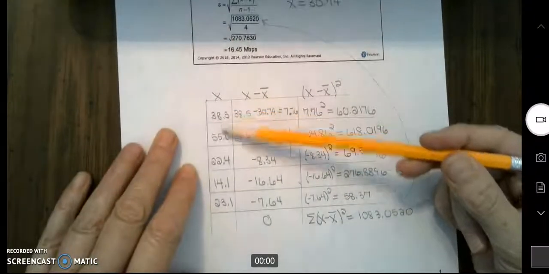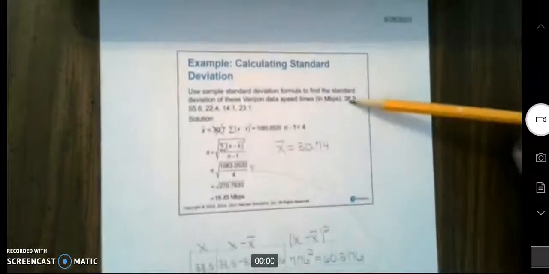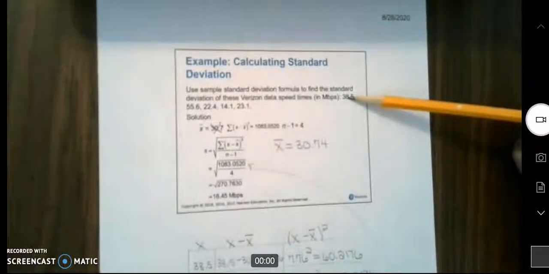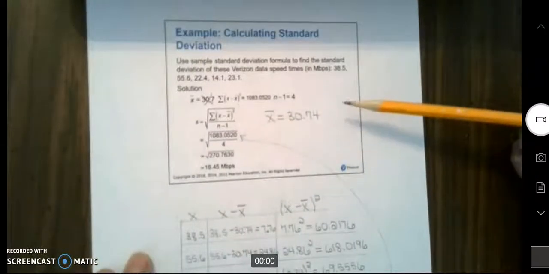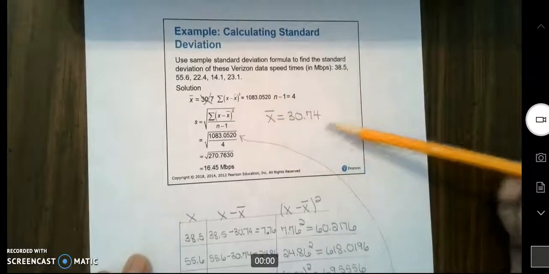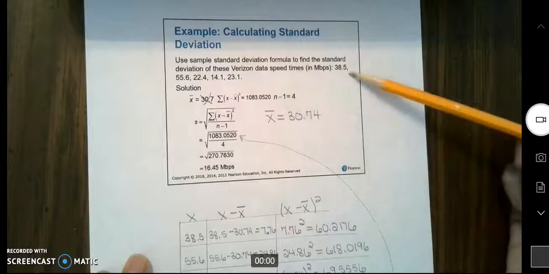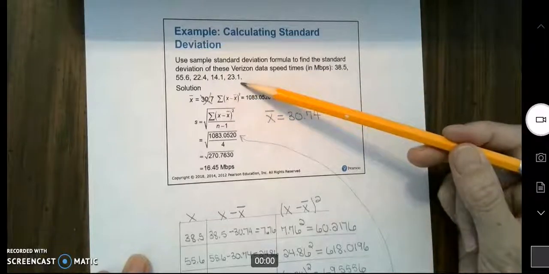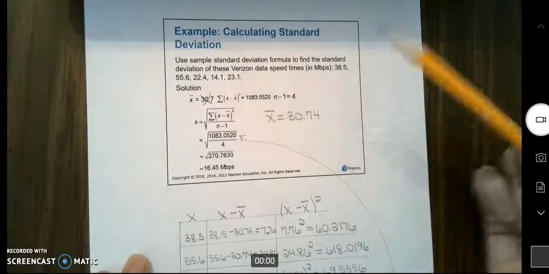So what I did was I made up a table down here. I actually listed the different values of the data speeds. And then what I want to do is take each value and subtract the mean. So the first thing I have to do is find the mean. Remember, the mean is found by adding these all up and dividing by how many values we have. We have 5 values, so n is 5.